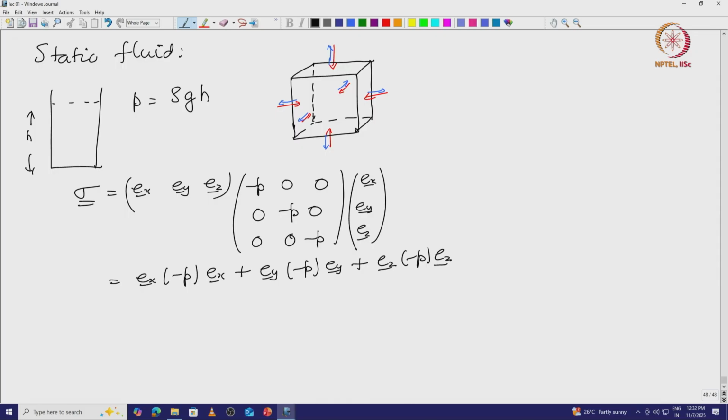This stress due to the pressure can also be written as minus P times what is called the isotropic tensor, where the isotropic tensor is just the identity tensor. The diagonal elements are equal, the off diagonal elements are all 0. So the stress tensor is isotropic in this case. It is equal to minus P times the identity tensor.